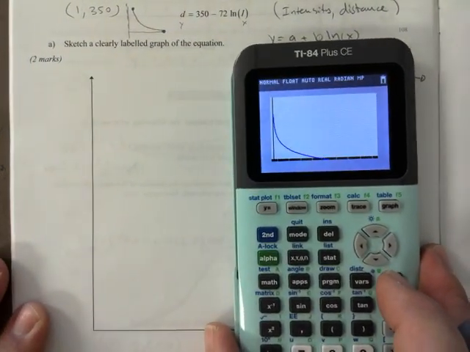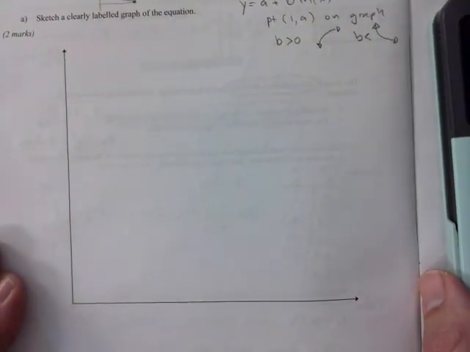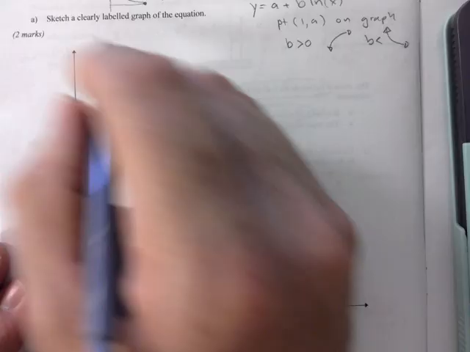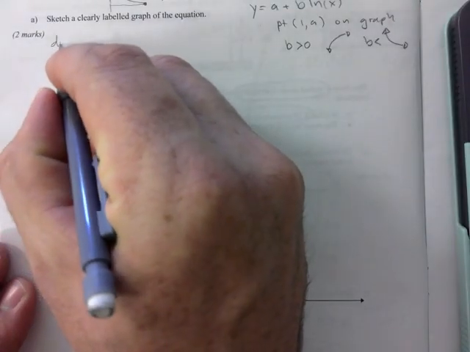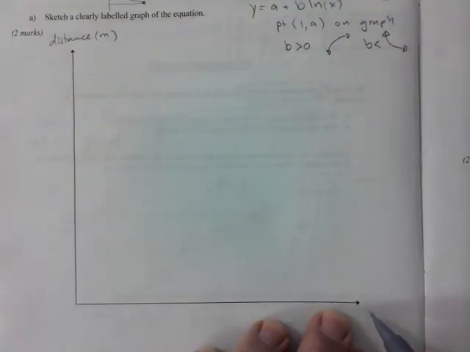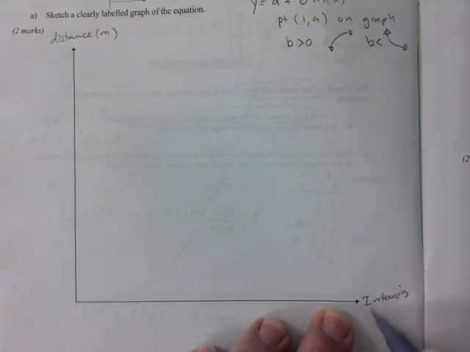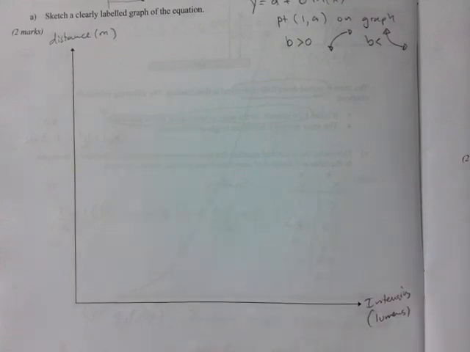Okay. It says sketch and clearly label the graph of this equation. So it's worth 2 marks. So the first thing we do is this, we call this distance. And we know distance is measured in meters here. And here we will call this intensity in lumens. There you go. And now I need a scale.